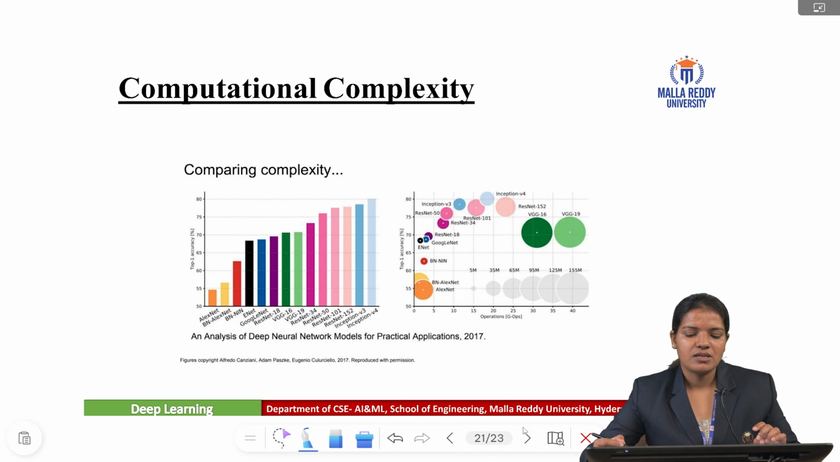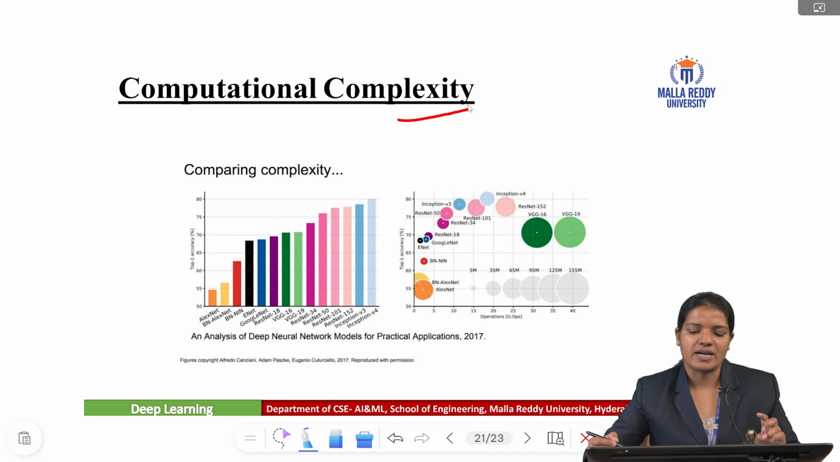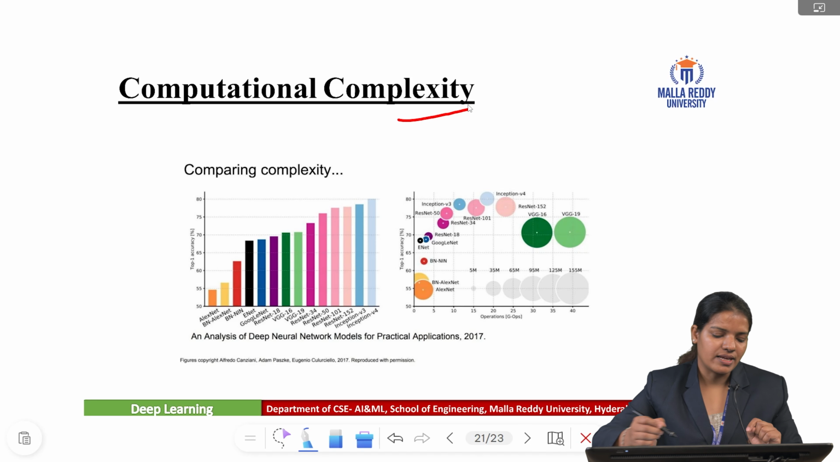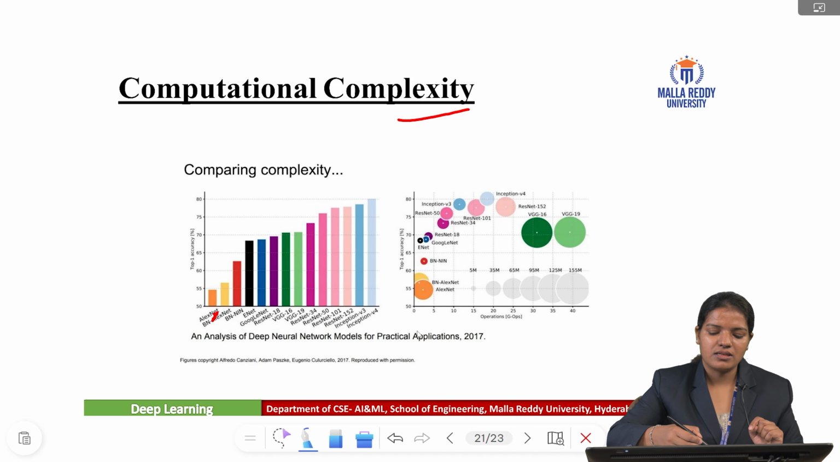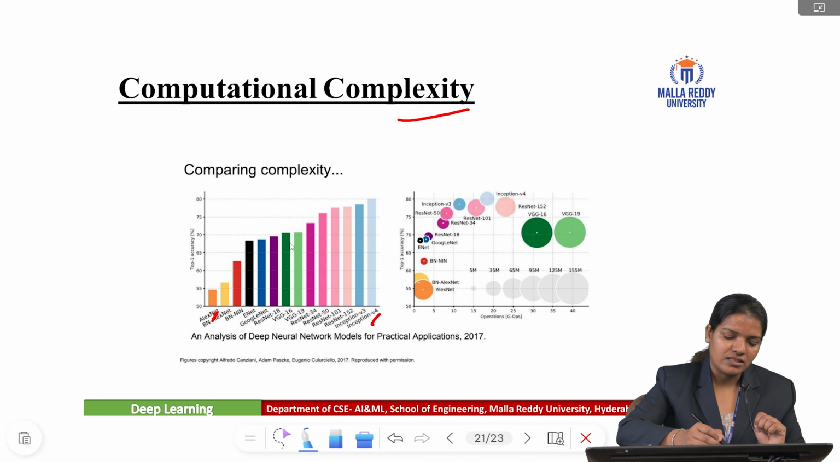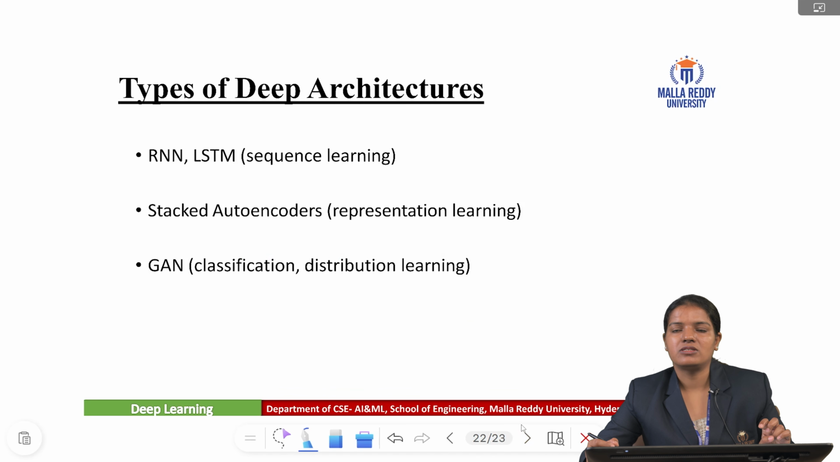Next is computational complexity. Different structures of deep learning neural networks have different complexity. The lowest complexity neural network is AlexNet, and the highest complexity deep learning model is Inception version 4. The ResNet lies in the middle of these. Based on the different applications, we use different types of deep learning models.